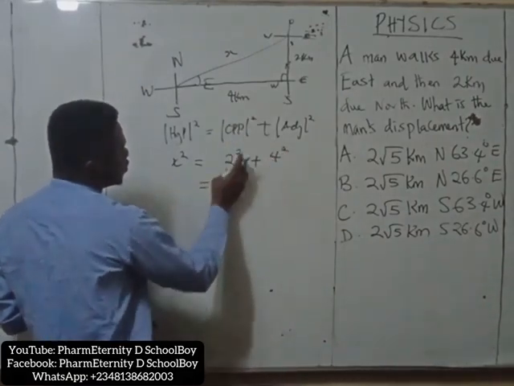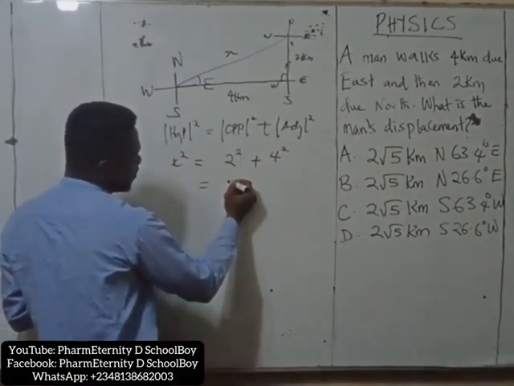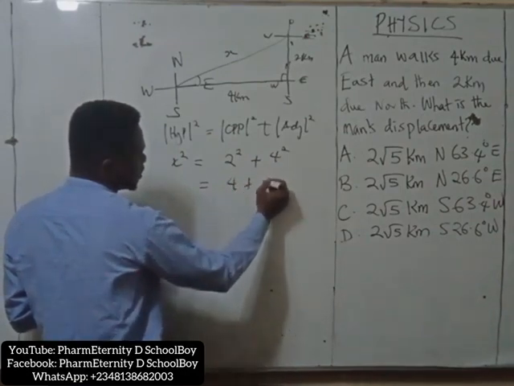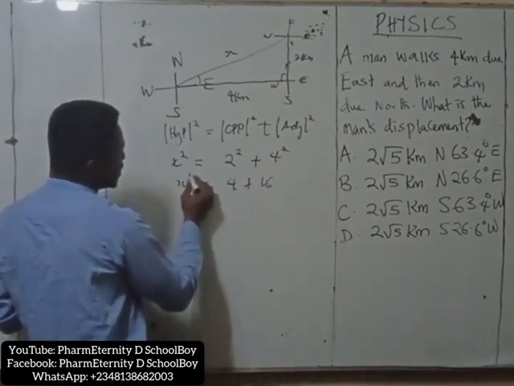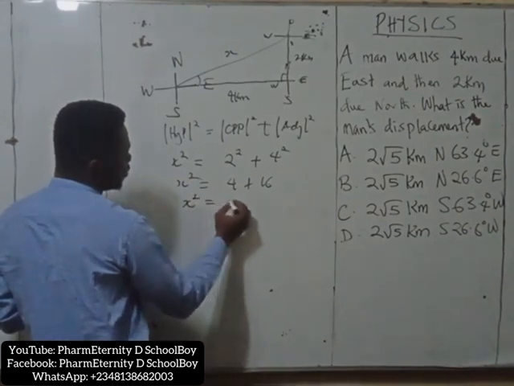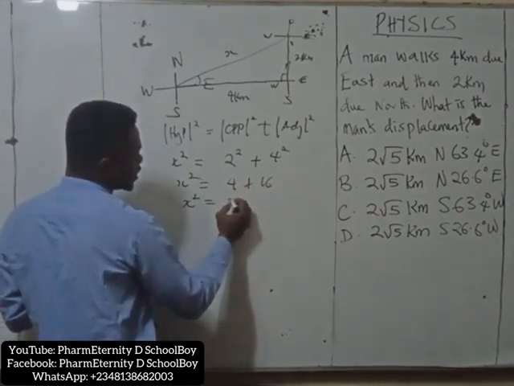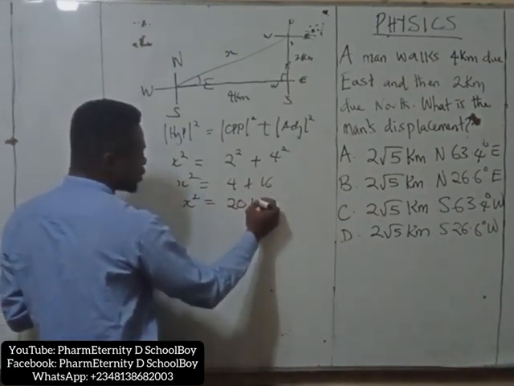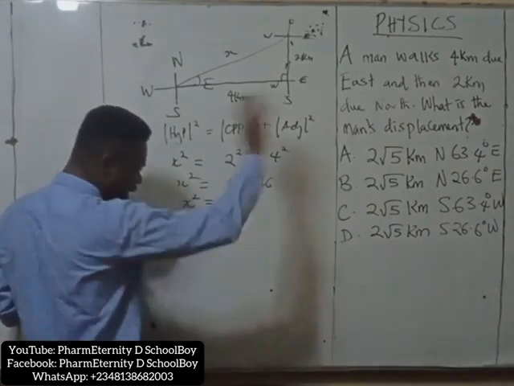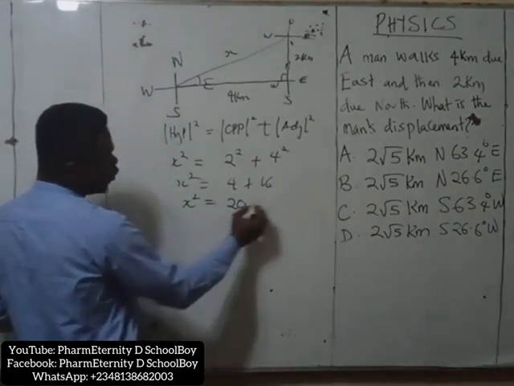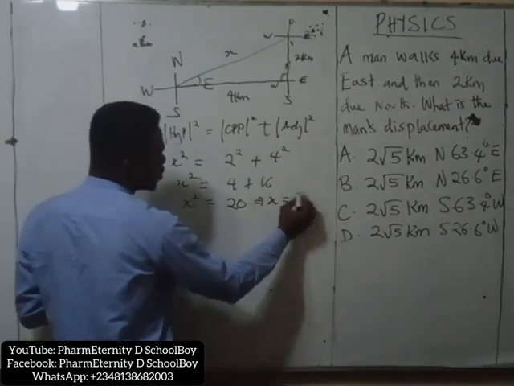This will give us 2 squared is equal to 4, plus 4 squared is 16. So x squared is now equal to 4 plus 16, which is 20. Let me skip the working, and at the end I'll put the unit. So that implies that x is now equal to root 20.